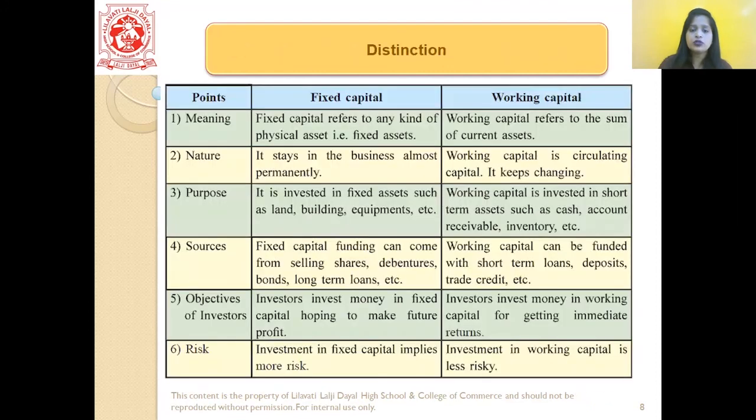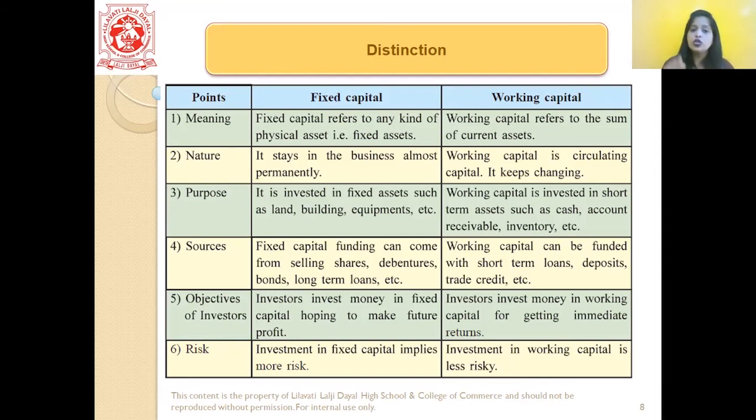Let us now move on to the last thing in this chapter. Very, very important: distinguish between fixed capital and working capital. We just saw, students, what fixed capital was and what working capital was, but this distinction is very, very important for your board exams. First one is meaning. What is fixed capital? It refers to any kind of physical asset, that is fixed asset. So all your fixed assets come under your fixed capital. Second, working capital refers to the sum of your current assets. All your current assets together comprise your working capital.